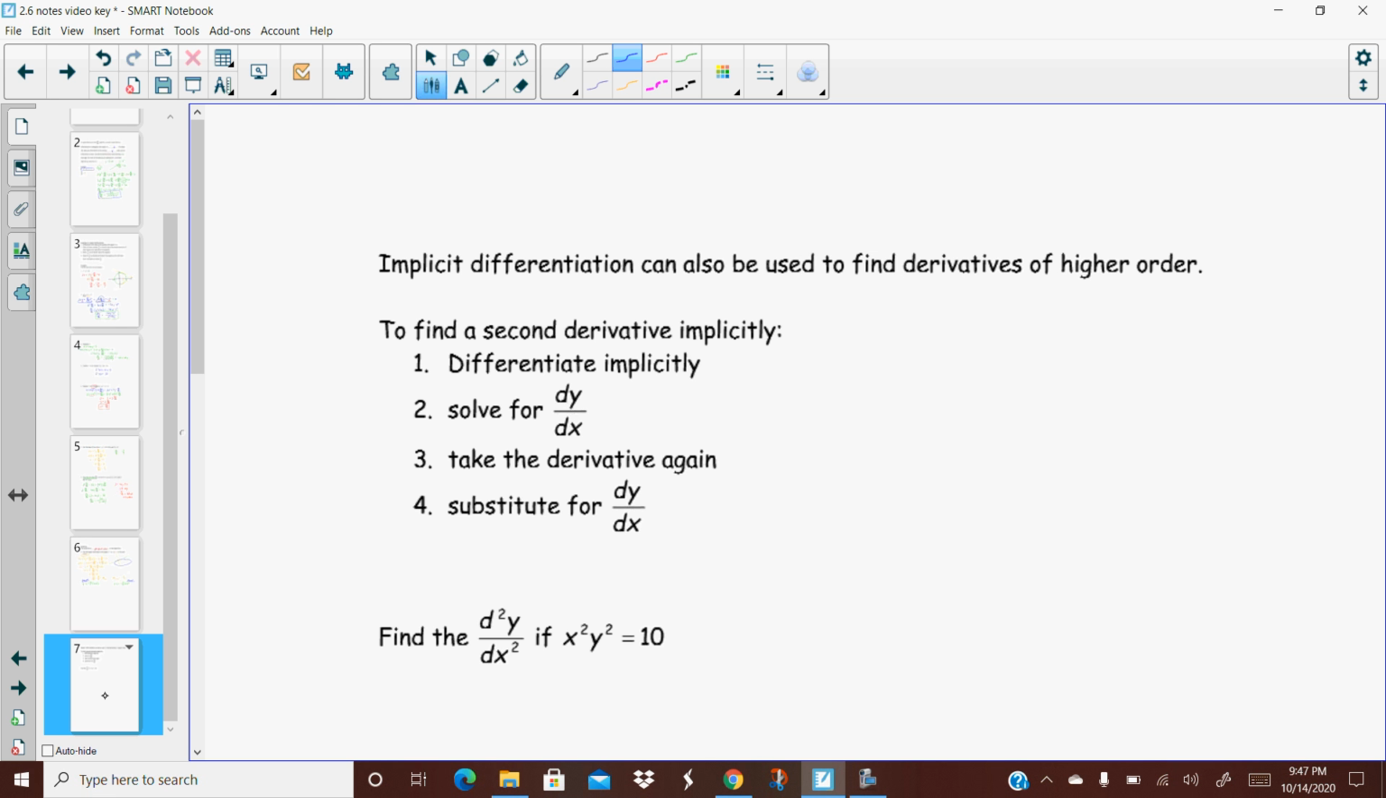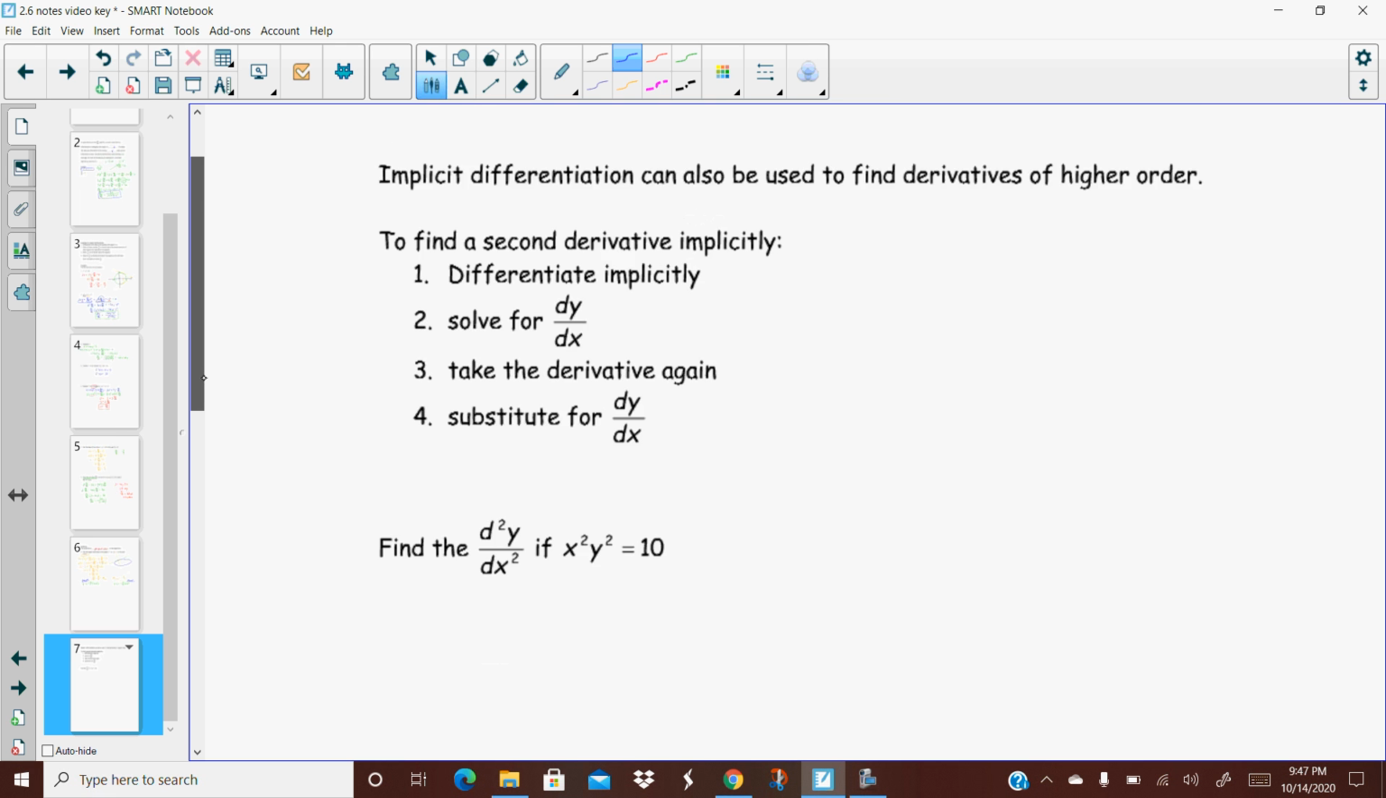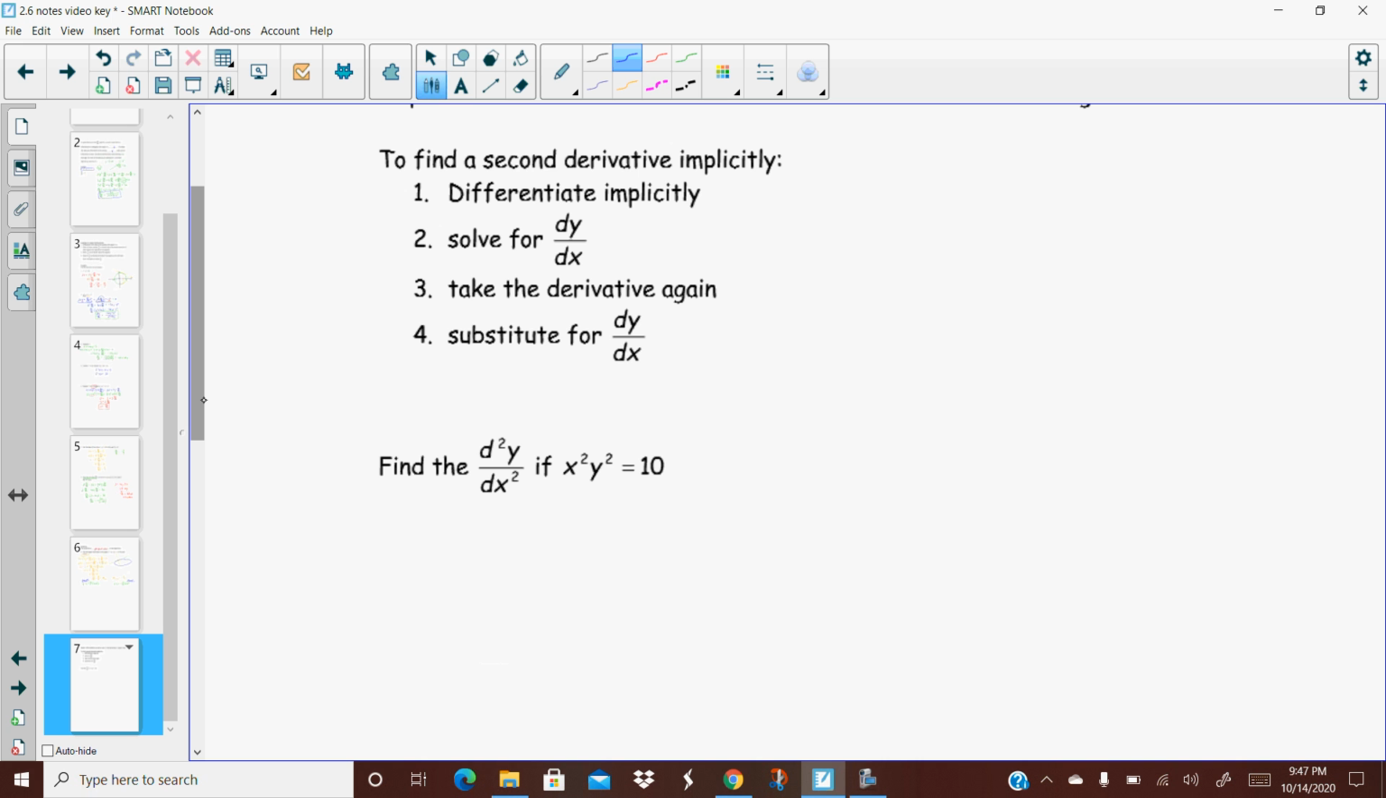So implicit differentiation can also be used to find derivatives of higher order. So we could find a second derivative or even a third derivative, which would get really messy, but we'll just stick with the second derivative in this case. So the idea is it's pretty much the same as the idea for a first derivative. You have to do the first derivative implicitly, and then you're going to take the derivative of that to do the second derivative. So we want to find the second derivative of x squared y squared equals 10.